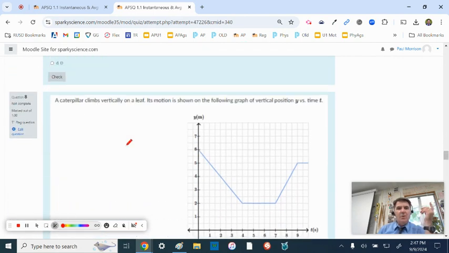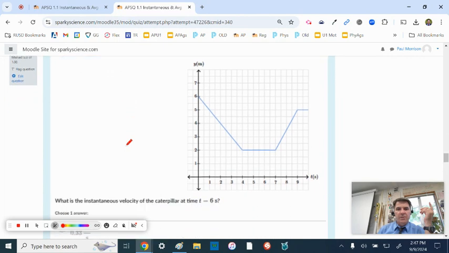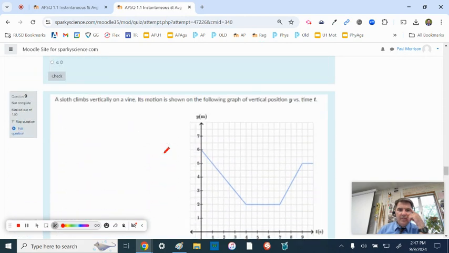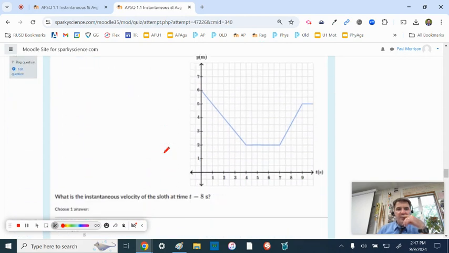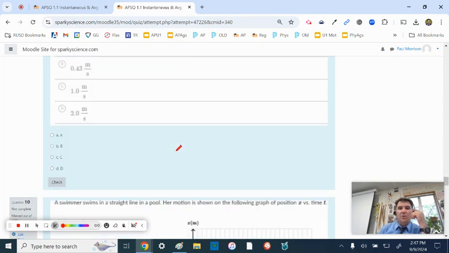I'm not finding some of the harder ones. I want the harder one. This one is instantaneous at t equals 6. That's as easy as it gets. This one, sloth, instantaneous velocity at 8 seconds. That's the slope just of that section, right? Just of that section. So instantaneous velocity is slope at that section.